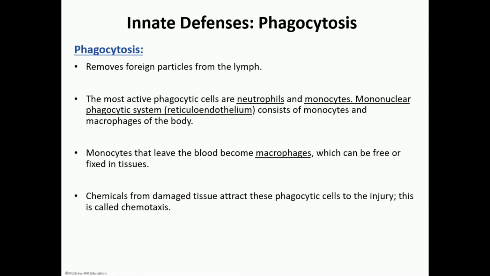And the way that the body knows that we need these phagocytic cells to come in is by chemicals that are released by the damaged tissue. That process of calling in the phagocytic cells is known as chemotaxis.